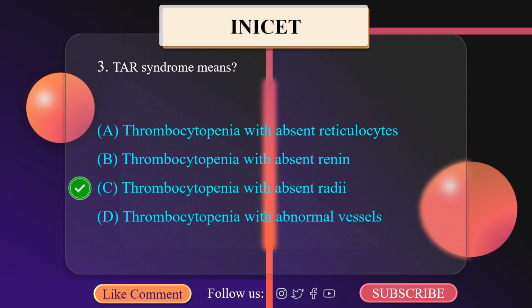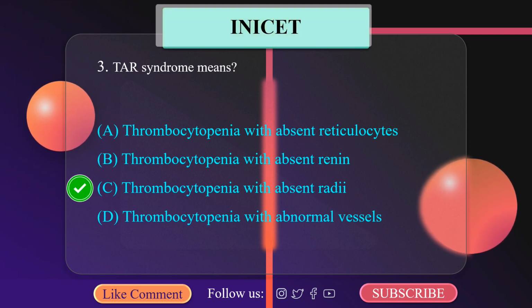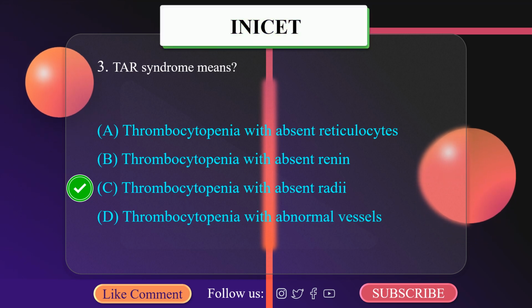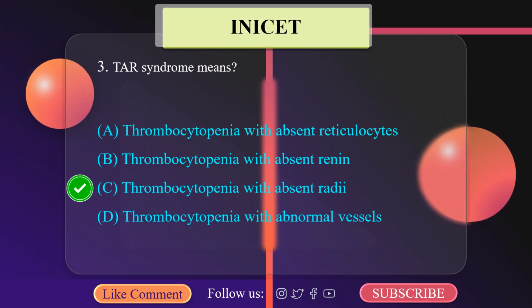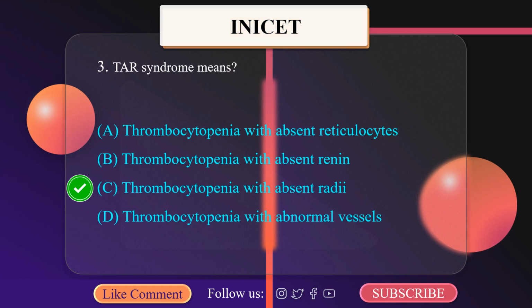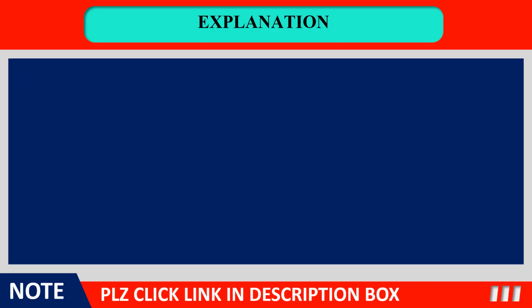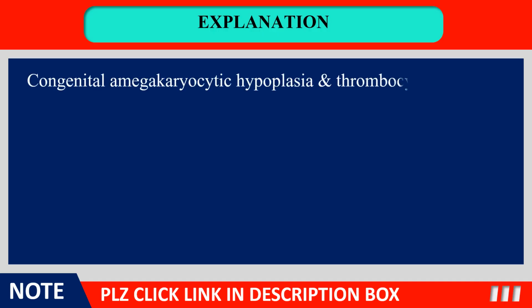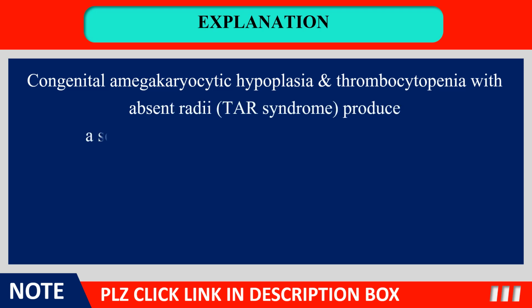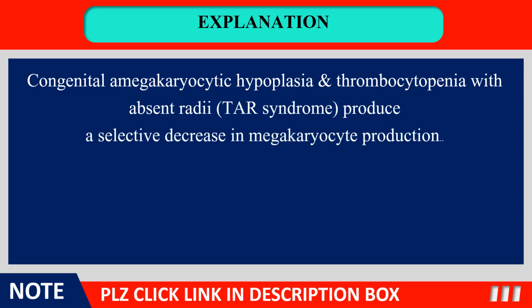So TAR syndrome means C. Thrombocytopenia with absent radii. Congenital amegakaryocytic hypoplasia and thrombocytopenia with absent radii produce a selective decrease in megakaryocyte production.